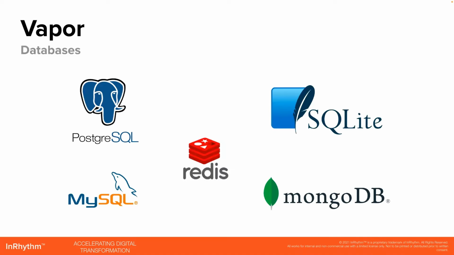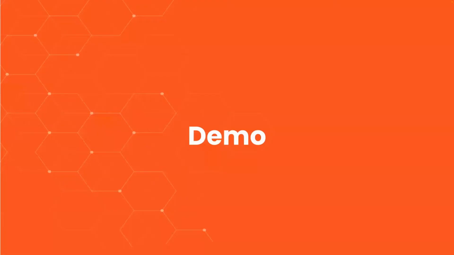Vapor supports a whole lot of databases, as you can see here. So we have, of course, Postgres, we have SQLite, MySQL. We also have NoSQL solutions, such as MongoDB and Redis. So in this example, we're actually going to be using Postgres and Redis. But the point here is basically whatever database you want to use, Vapor has a solution. I know there are other databases that aren't included here. There are third-party frameworks not developed by the Vapor team that are available as well.